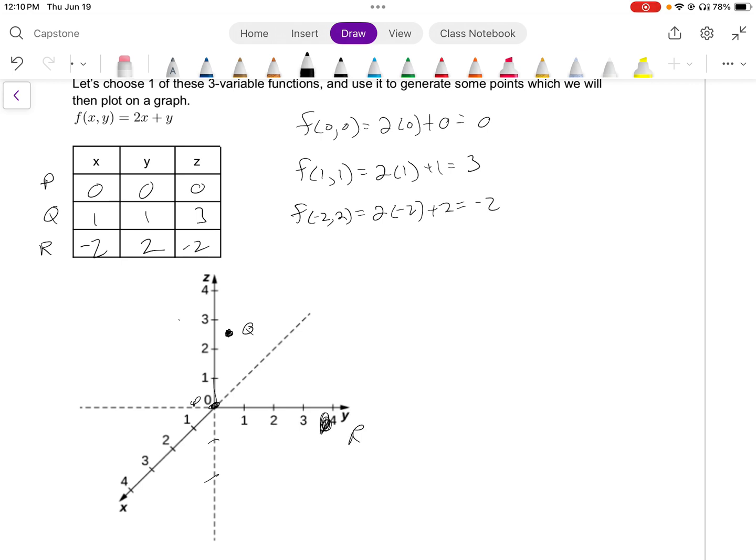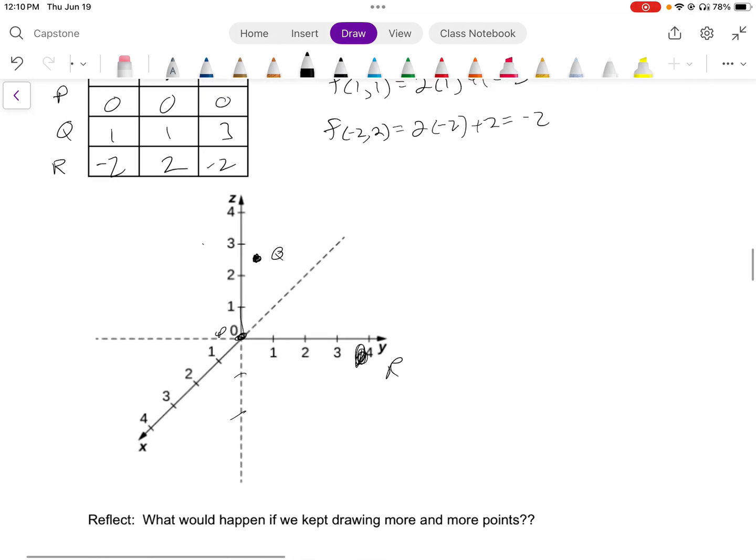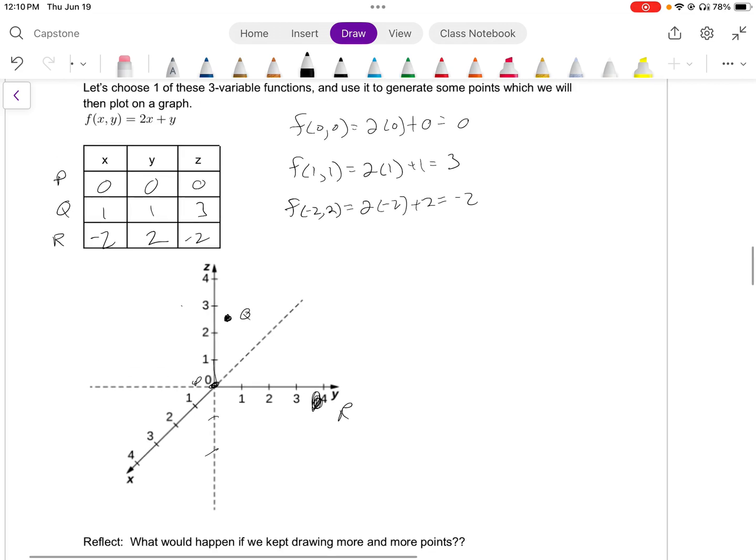Okay, what's happening here? This isn't forming a line. Or is it? This looks different, but we can ask the question, what would happen if we kept putting more and more points here? Let's do some really basic ones. Let's say X is 0 and Y is 1. Well, then Z would be 1. So we've got 0, 1, and 1. That would be right here.